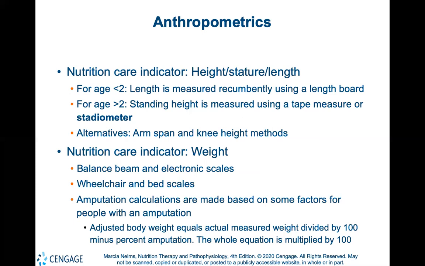Nutrition care indicator: height, stature, length. Measurement of supine or standing height is necessary for monitoring growth of infants and children and for interpretation of weight in adults. For children under the age of 2, length is measured recumbently using a length board. Over the age of 2, standing height is measured using a tape measure, as long as the child can follow instructions and remain standing for the measurement.